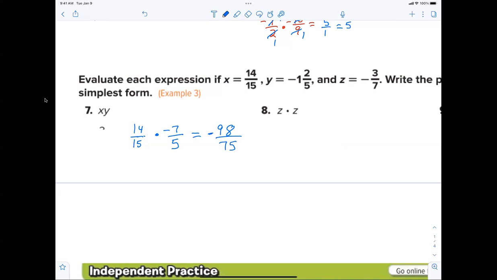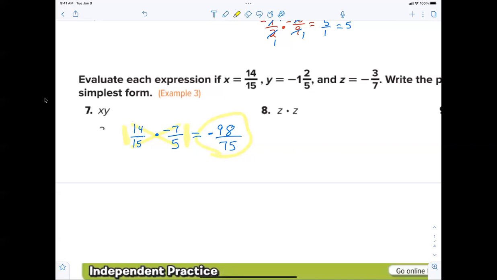Now, if you reduce at first, you won't have to reduce at the end. But hear what I just said. Can 98 and 75 reduce? No. How do I know that? Because we already looked. It cannot reduce diagonally or vertically, this way or this way. So that is always going to be our final answer.